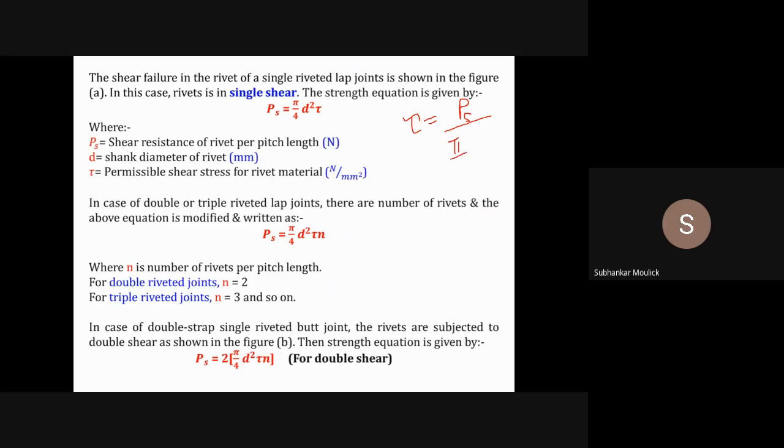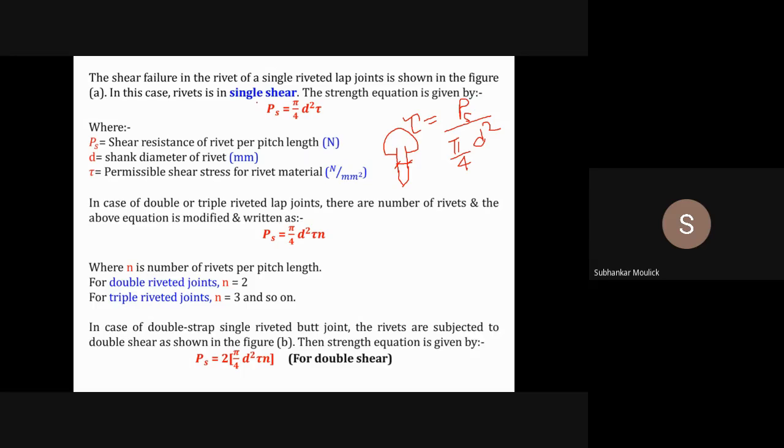So it will become pi by 4 into d square, and what is d? D is nothing but the shank diameter of the rivet. And what is shank? This is a rivet, so this portion is called the shank. So this is the shank diameter of the rivet. And what is tau? Tau is the permissible shear stress of the rivet material in Newton per millimeter square. And what is PS? PS is the shear strength or shear resistance of the rivet per pitch length.